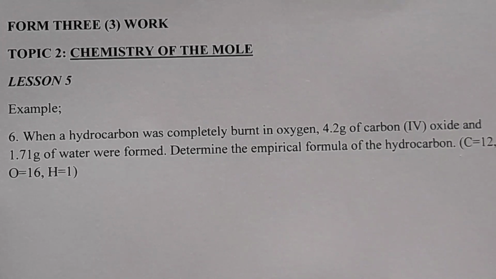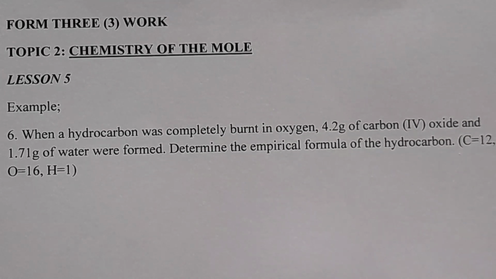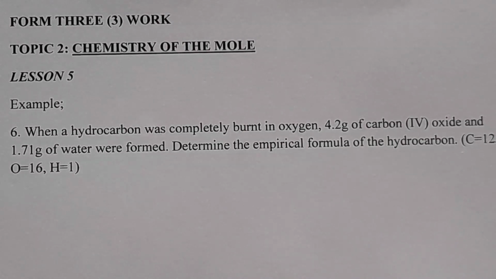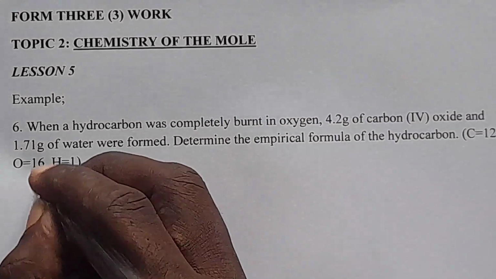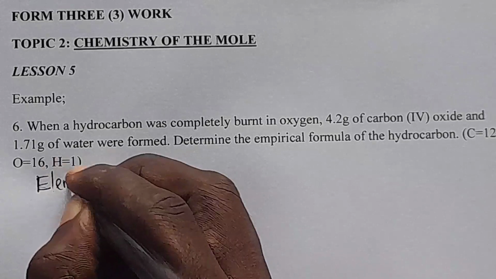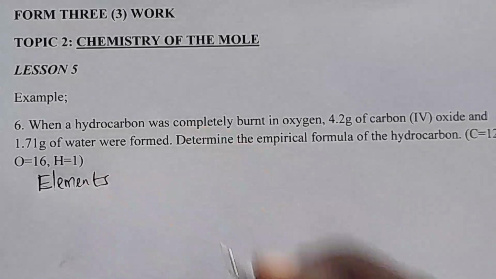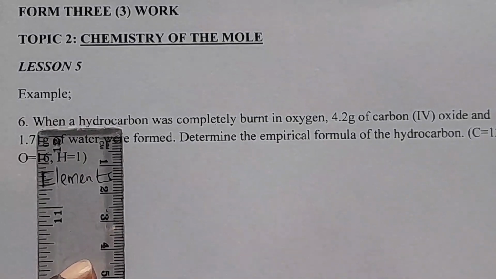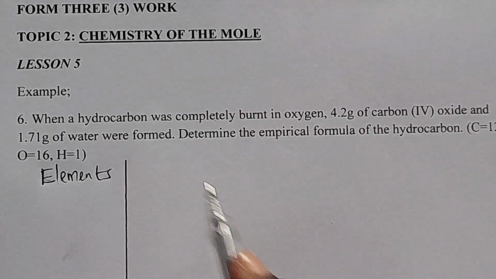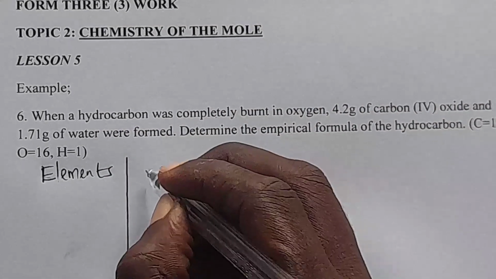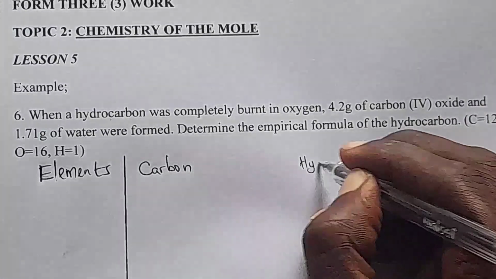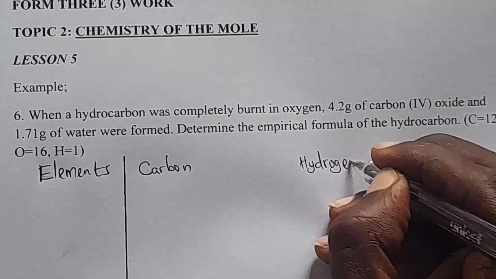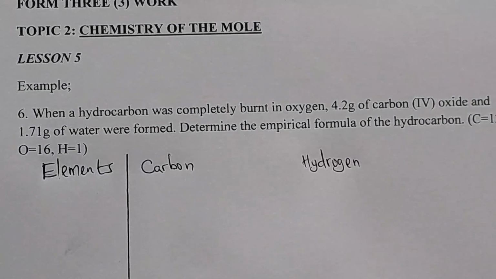So in this question, it's different from the other one, but as usual, we are going to use the same procedure that we have used to determine the empirical formula. The first one, we are supposed to write elements. Our reacting elements in this question will be 2, because we are told hydrocarbon. A hydrocarbon consists of carbon and hydrogen atoms only. So these are our elements.